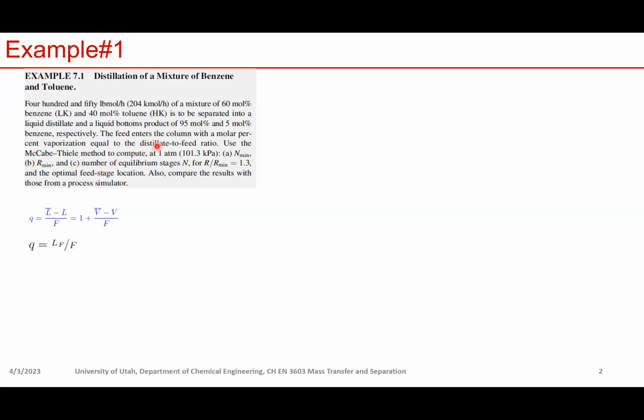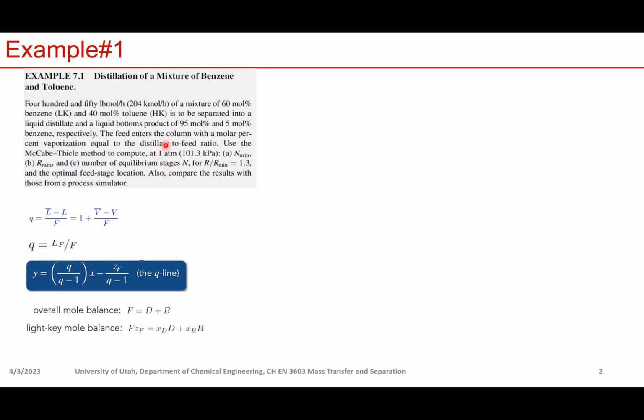In order to get LF, we can come back to this statement. It says the feed enters the column with a molar percent vaporization equal to the distillate to feed ratio. So we need to get the distillate to feed ratio in order to know how much vapor and how much liquid the feed contains. Once we get q, we can get the Q line, and then we can calculate the slope of the Q line.